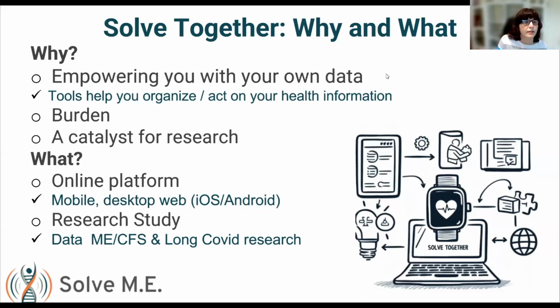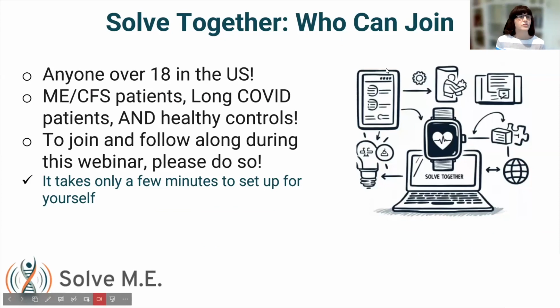My slide is stuck. Here we go. Great. Who can join? Anyone over 18 in the United States, and that means ME/CFS patients, long COVID patients, and healthy controls. And we love healthy controls. So this is a tell your friend opportunity, because your friend over 18 residing in the US is eligible and welcome into Solve Together. You'll learn how to join in this webinar. There'll be many opportunities, and it only takes a few minutes, so you can set it up even as we're going through it today.